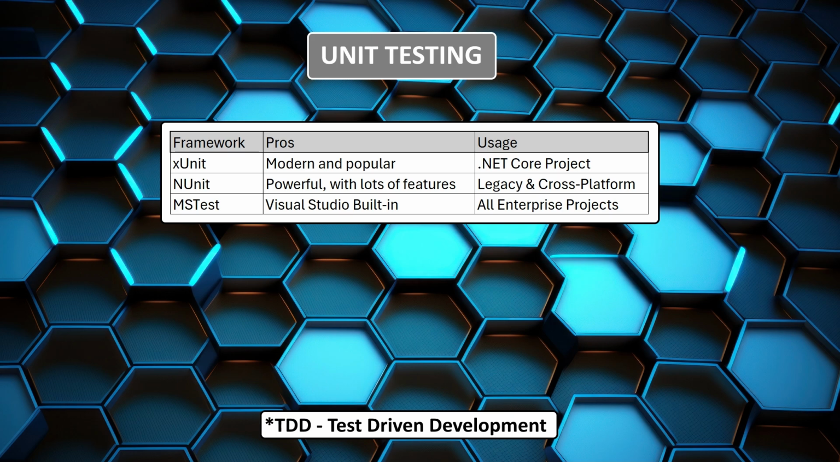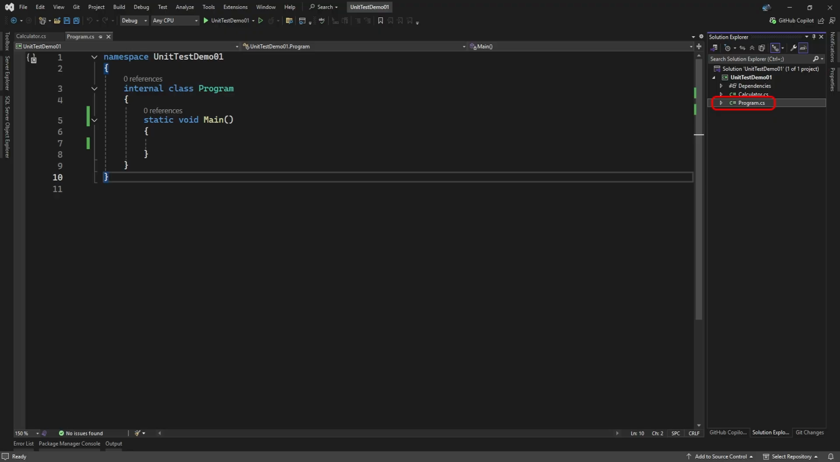Either way, there are three major test frameworks you could use. XUnit is the more modern and popular framework, while NUnit has been around for a while, and MS Test is the standard built-in framework that comes with Visual Studio. In this tutorial, we'll be using XUnit. We'll use a simple console app to demonstrate how to implement unit testing. The application itself won't really do anything. We're more interested in testing.